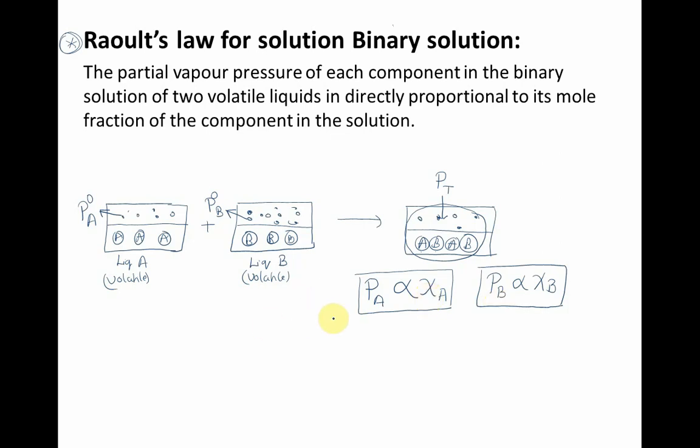Or it can also be written as PA is always equal to mole fraction of A into P naught A, and it is represented as PB is always equal to mole fraction of B into P naught B, where P naught A and P naught B are the vapor pressure of component A and component B in their pure state. This is called Raoult's law of binary solution.